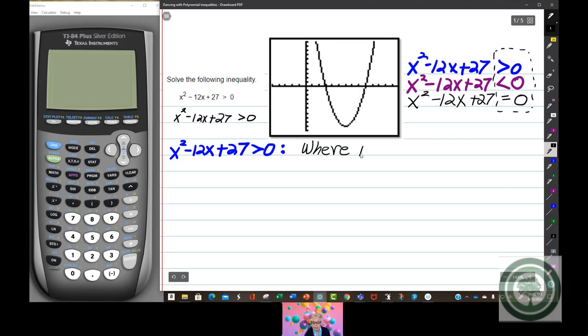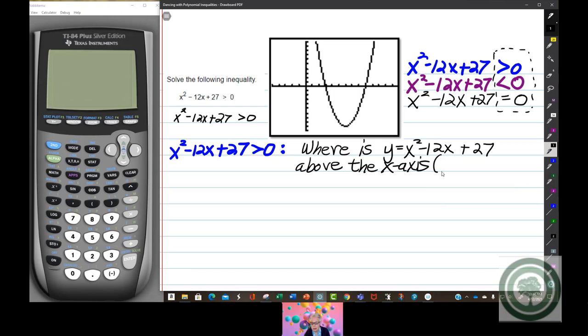Where is y equals x squared minus 12x plus 27 above the x-axis? Question mark. No, I want to erase the question mark and write something else first. I'm going to put in parentheses the x-axis. The x-axis has the equation y equals 0. So really what this says is, where is y equals x squared minus 12x plus 27 above the line y equals 0? Which, of course, is the x-axis.